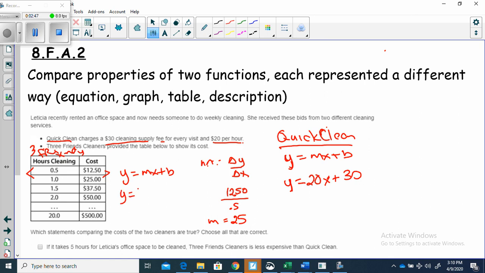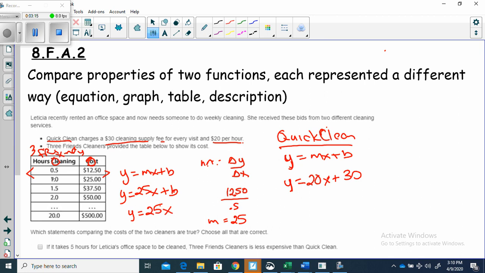y is equal to 25x plus b. Now let's figure out what b would be. If I'm going down $25 each hour, from 1 hour to 0 hours, you subtract your $25, that would be 0. So your cost here is 0 for your b. Your b is going to be 0. y is equal to 25 times x, and there's nothing for the b.